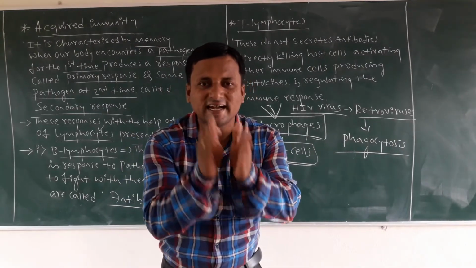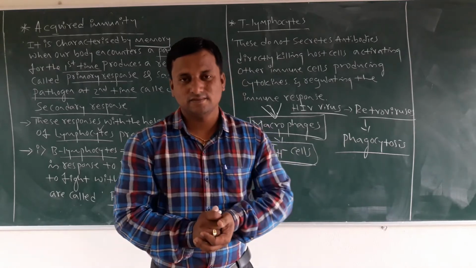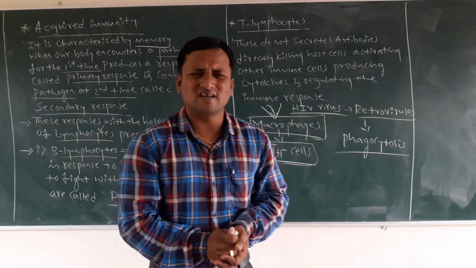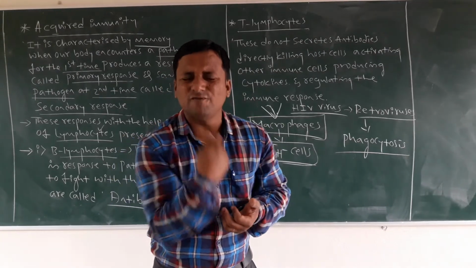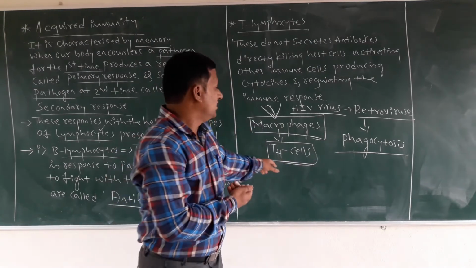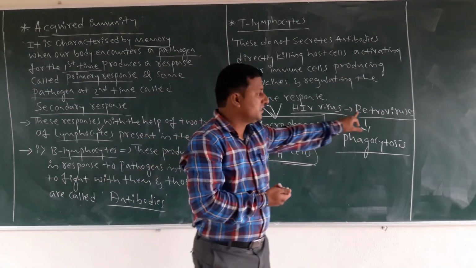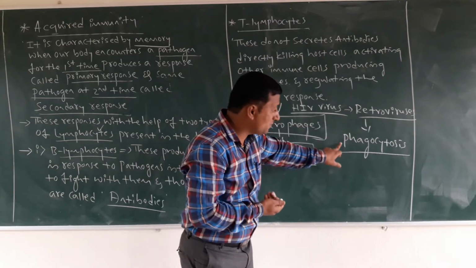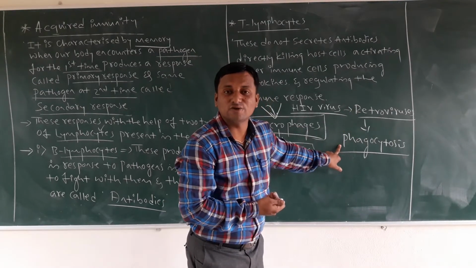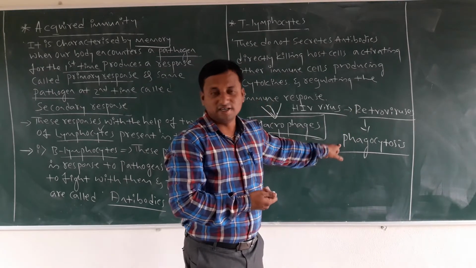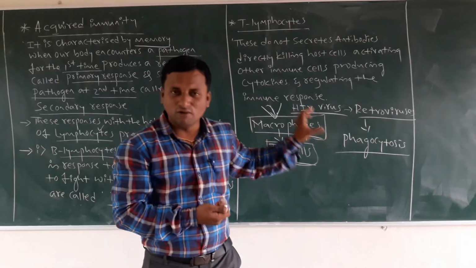Phagocytosis means killing and engulfing the cells. Just think about how dominant these are. They kill and engulf those macrophages and T cells. What are those? Retroviruses. What is that mechanism? Phagocytosis mechanisms. Due to this mechanism, they become more dominant.